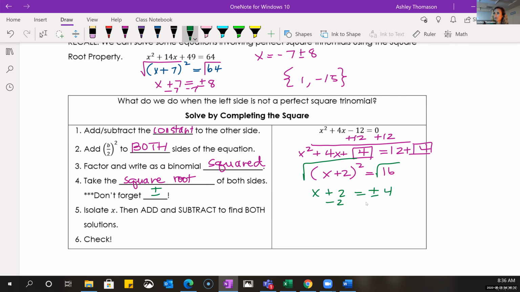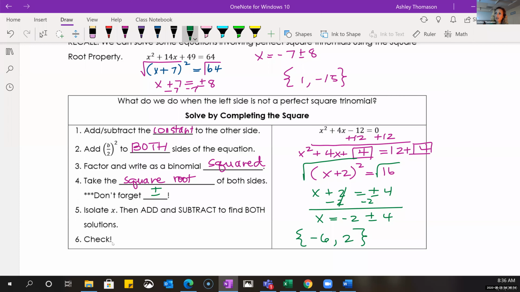So subtract 2, you get x equals -2 plus or minus 4. And then add and subtract to get your 2 results. Okay, so I'm gonna do the subtraction first so that I can write the smaller number first in my solution set. -2 minus 4 is -6, and -2 plus 4 is +2.